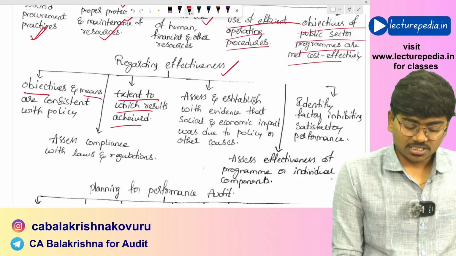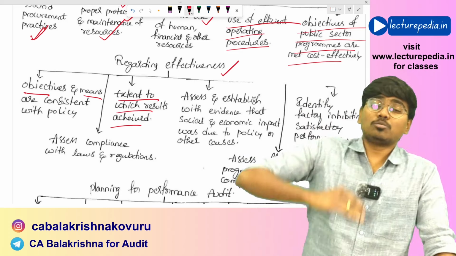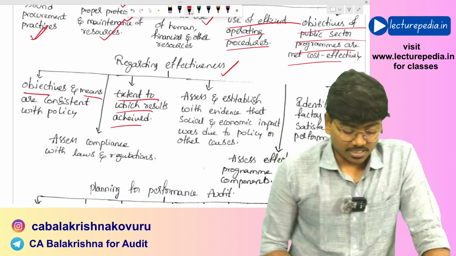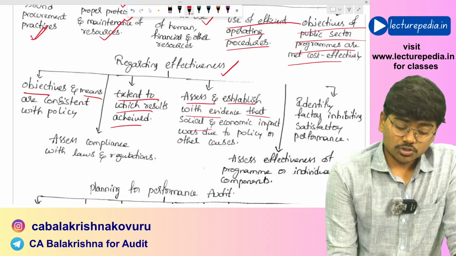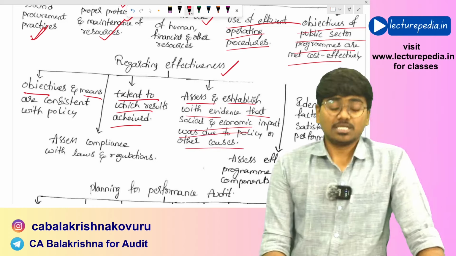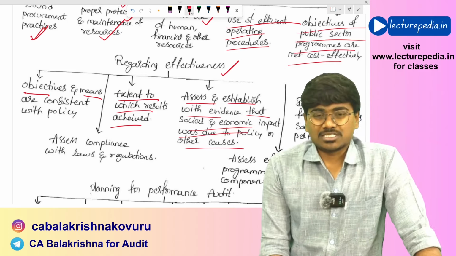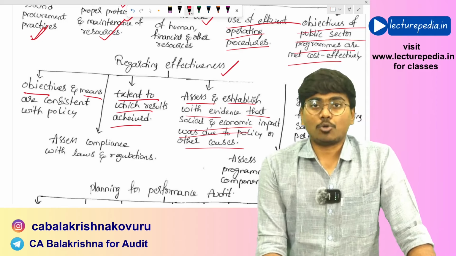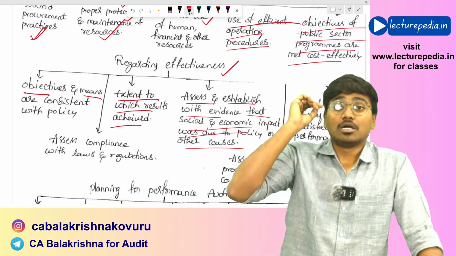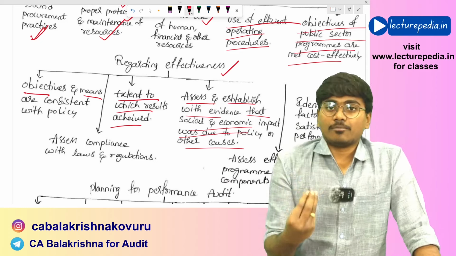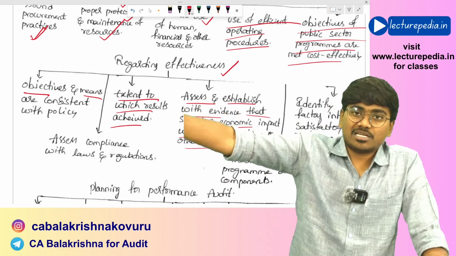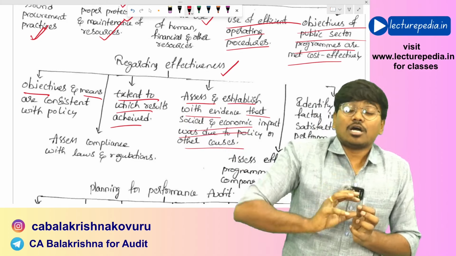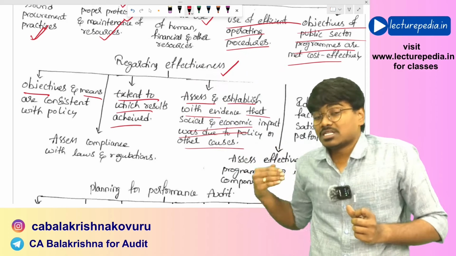Next, extent to which results have been achieved. How much of the objective has been achieved, that you will verify. Next, assess and establish with evidence that the social and economic impact was due to the policy or other causes. See, let's say for example, the government has come up with a policy, a poverty eradication program. Now, the auditor has to check how much poverty eradication has taken place because of this program and how much of the result was due to other causes.